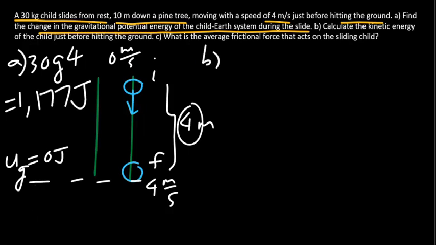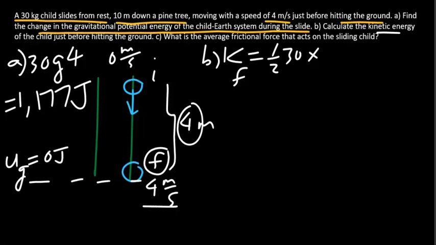Now let's do part B, the kinetic energy of the child just before it hits the ground. The kinetic energy just before the child hits the ground means the final kinetic energy, the kinetic energy at the final point. So half times the mass, 30, times the speed there, which is 4, squared. And that's going to be 240 joules. What does that mean?